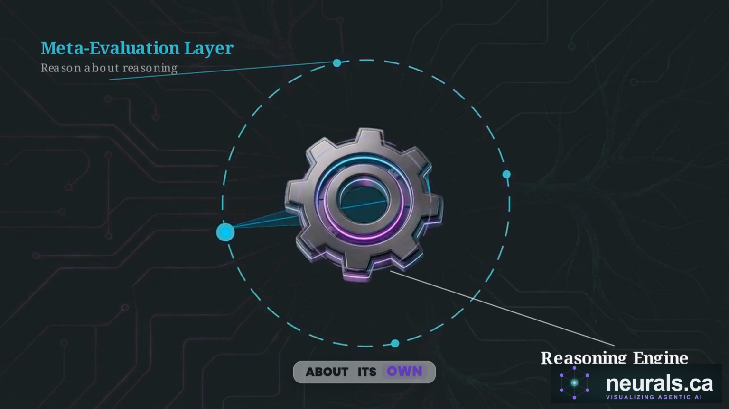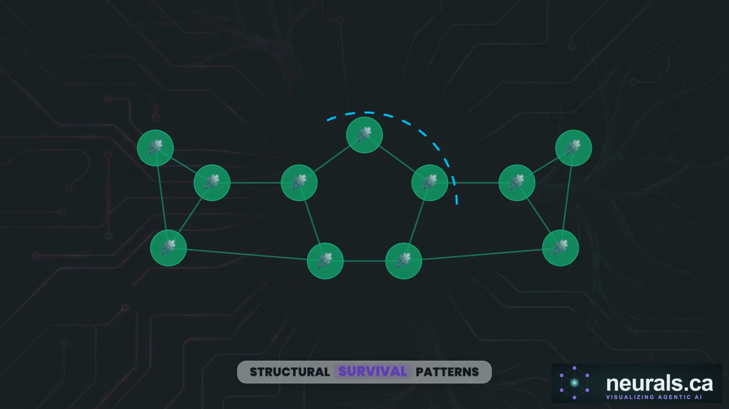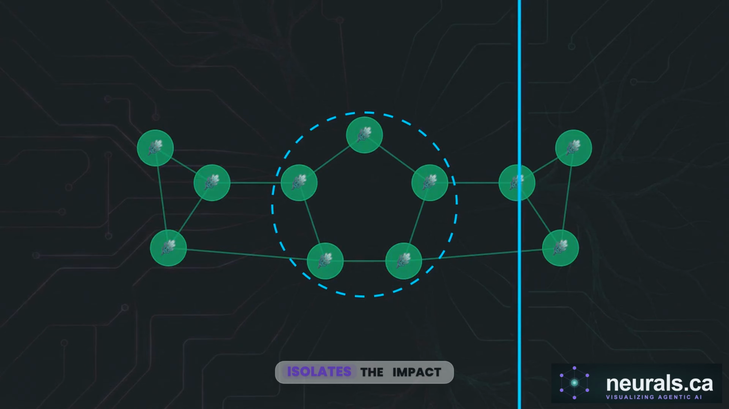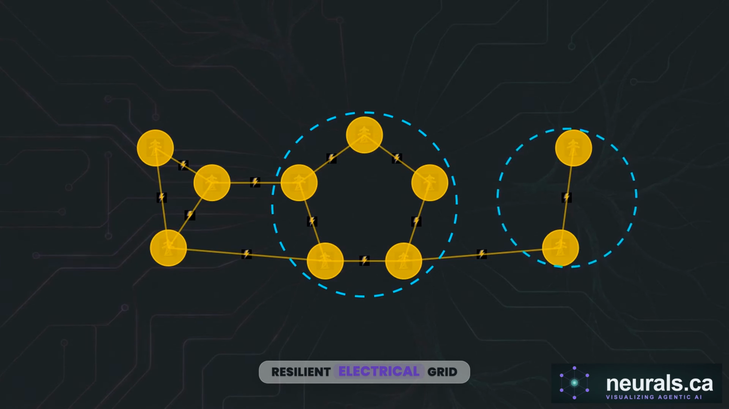Imagine an electrical power grid plunging into darkness. A cascading failure spreads across the network, and traditional engineering models cannot adequately explain or stop it. To fix it, you might need to look at a rainforest. By borrowing structural survival patterns from ecology, specifically how food web modularity isolates the impact of a dying species, you can design a more resilient electrical grid.